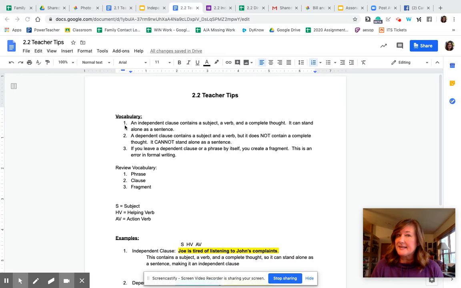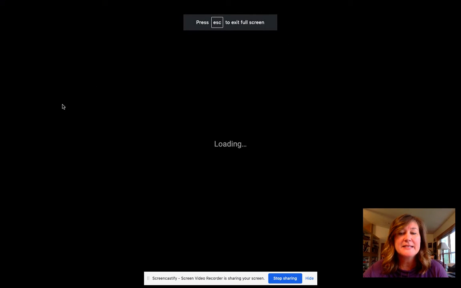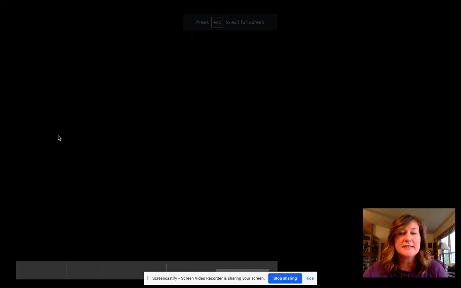Dependent, again, has a subject and a verb, but it can't stand alone as a sentence because it doesn't contain a complete thought. And if you leave that dependent clause by itself, in formal writing, remember that's an error. So I have this little slideshow to show you what I mean by dependent and independent clauses.